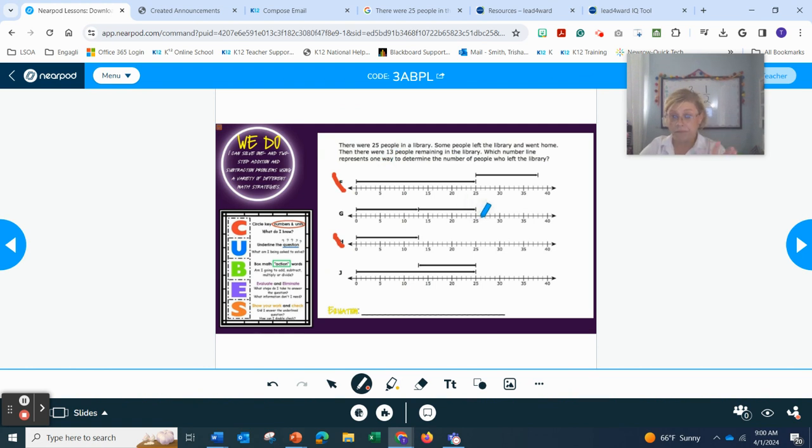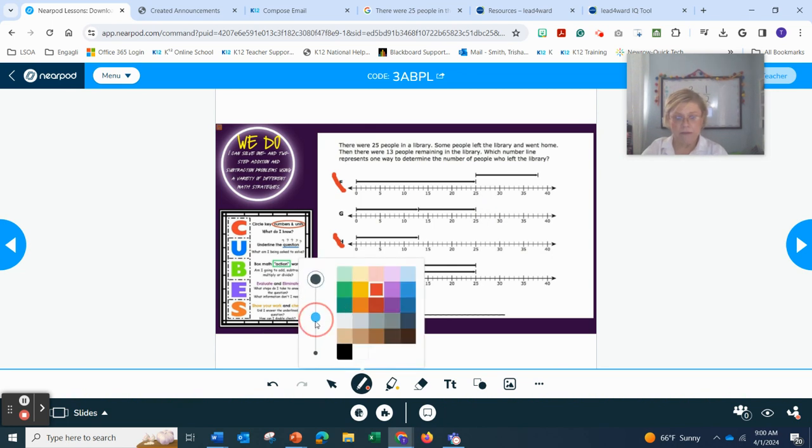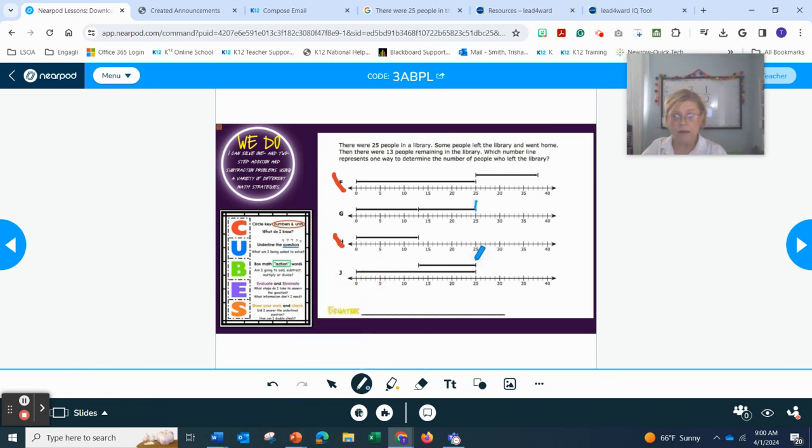So there are 25 people at the library. Some people left. We don't know how many people left yet. And then 13 people were remaining. So we know 25 people were there. Some of them left. We know that there were 25, and that 13 people remained. So do both of these answer choices, G and J, show that 13 people left?